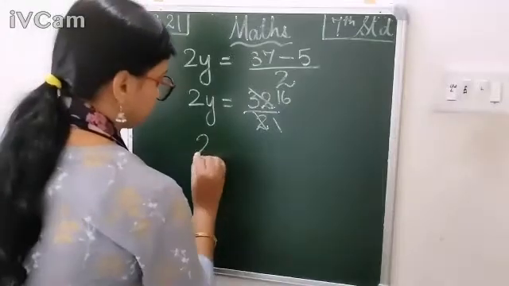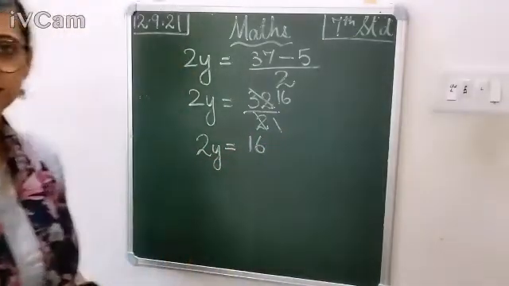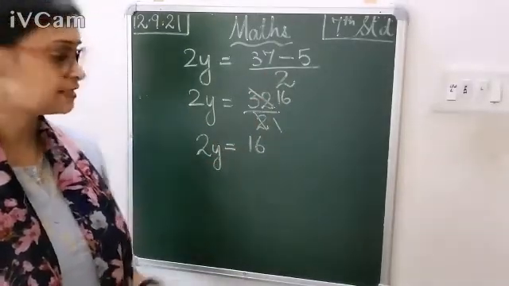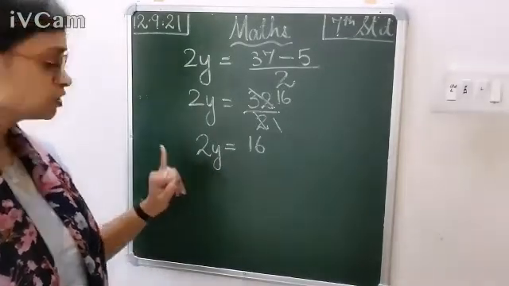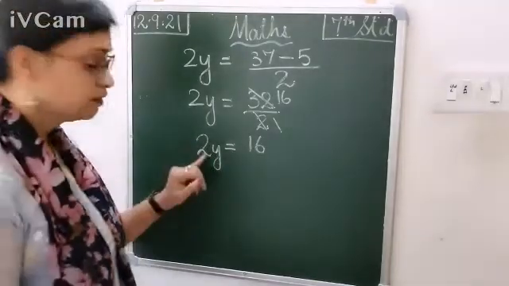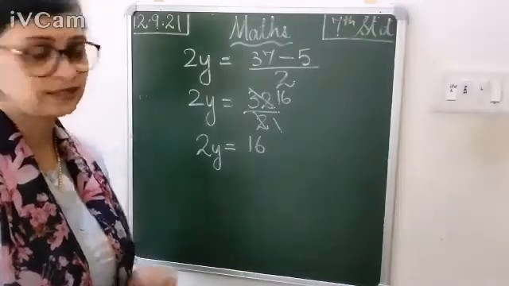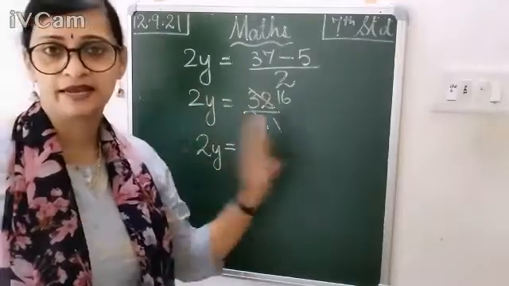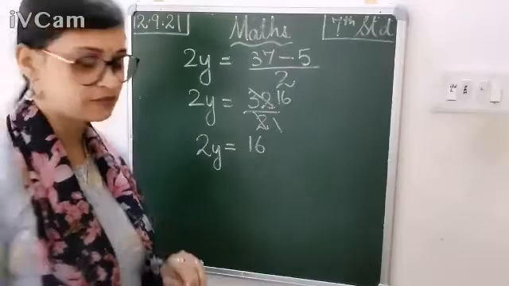Now next step, write down 2y is equal to 16. Correct? Once you simplify this, you will get 2y is equal to 16. Now y still has a coefficient here, right? So we need to separate y from 2. So how would you do that? Now here the sign between 2 and y is multiplication, correct? So when you transpose 2 from left-hand side to right-hand side, what will the sign change to? It will change to division.